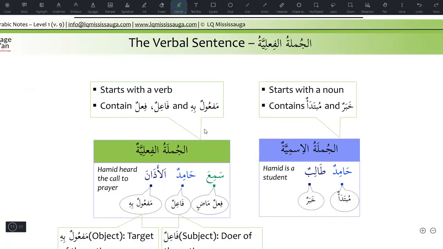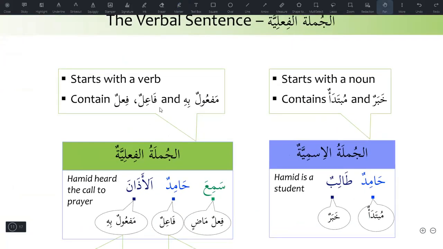Now we learn Jumlatul Fi'liya. Al-Jumlatul Fi'liyatu, the verbal sentence. What is a verbal sentence? A verbal sentence starts with a verb. That is called a verbal sentence. It contains fi'lun, wa fa'ilun, and maf'ulun bihi.